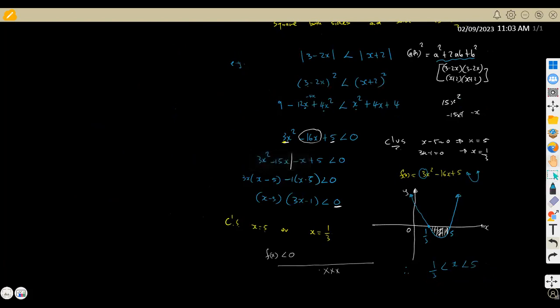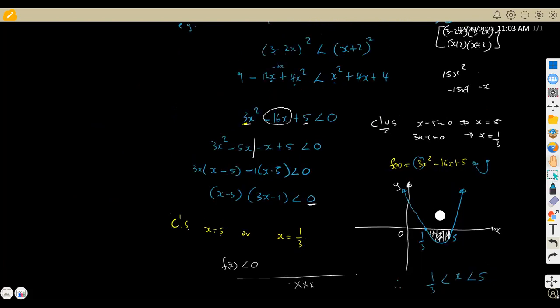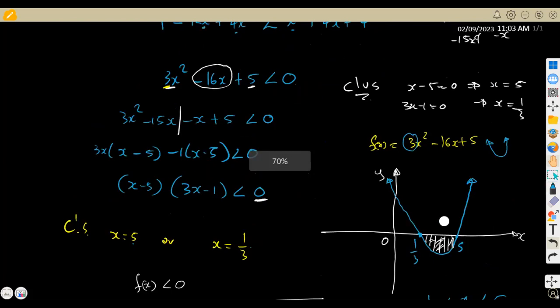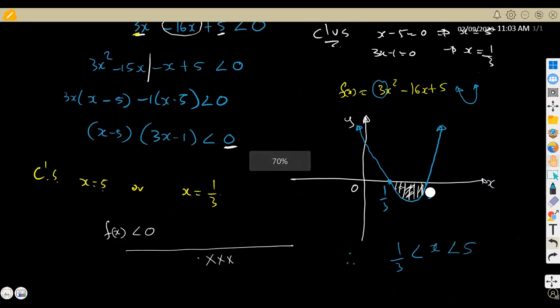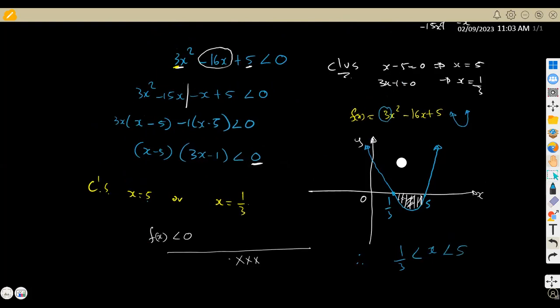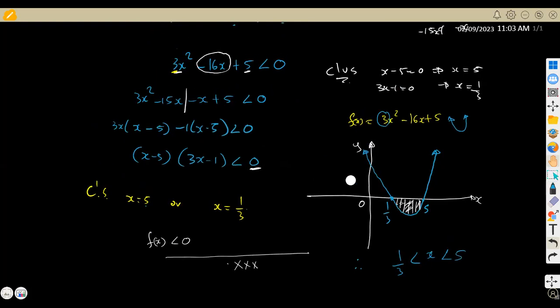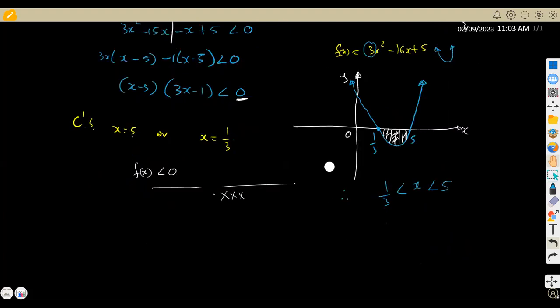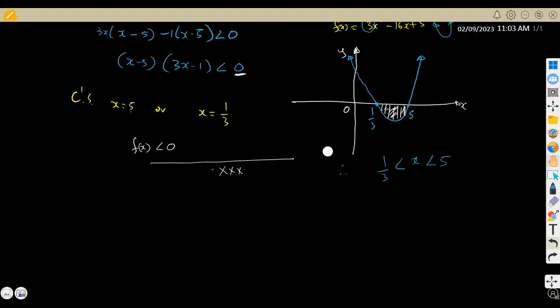So I want to challenge you to do the same question, or from these critical values that we have, I want you now to work with the table. Remember, I told you about the table. You represent on the table, you find your final values. So on the table, let me just show you what it's going to look like. Remember, we got our critical values here, which are a third and 5.